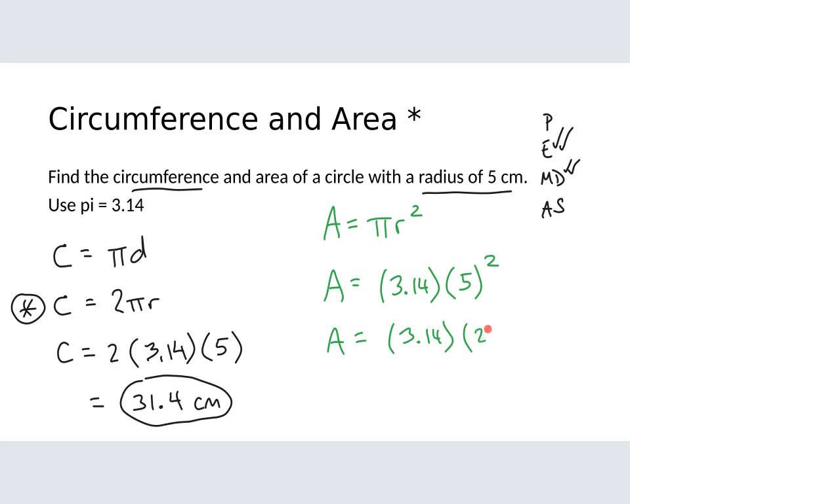5 times 5, that's 25. And so we'll multiply 3.14 times 25 and get an area of 78.5.